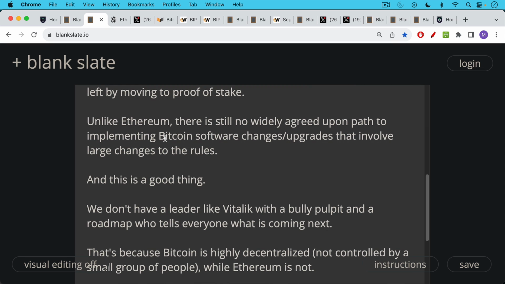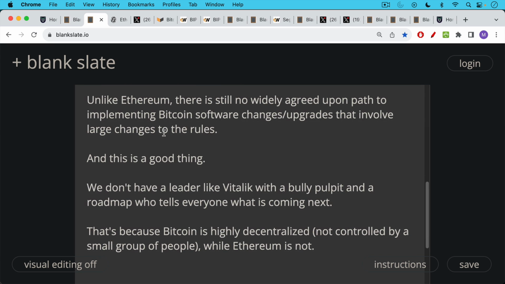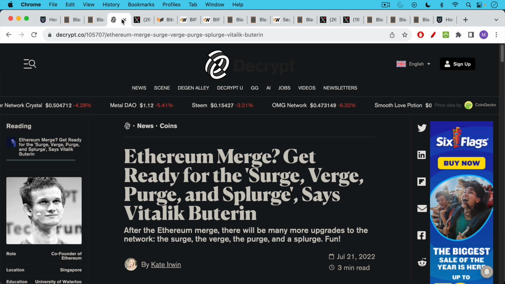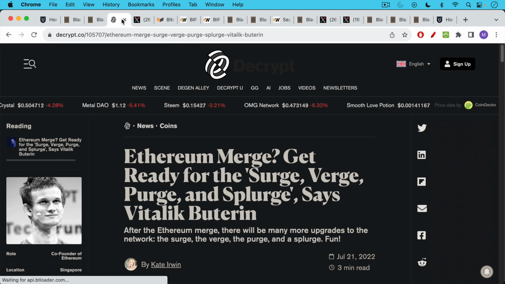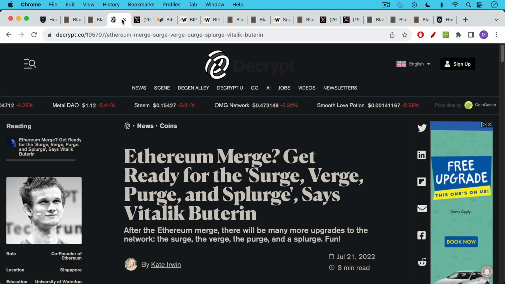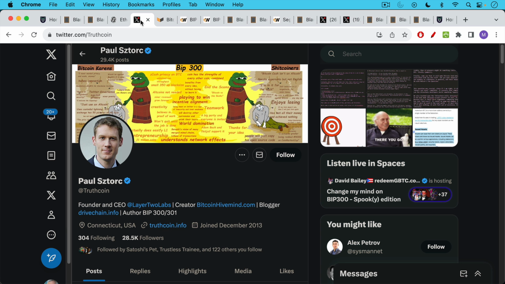We don't have a leader like Vitalik with a bully pulpit and a roadmap who tells everyone what's coming next. And that's because Bitcoin is highly decentralized. That is, it's not controlled by a small group of insiders, while Ethereum is. And of course, Ethereum has Vitalik, who gives you the roadmap. He tells you there's going to be the surge, the verge, the purge, and the splurge. This doesn't look like a very decentralized path forward.